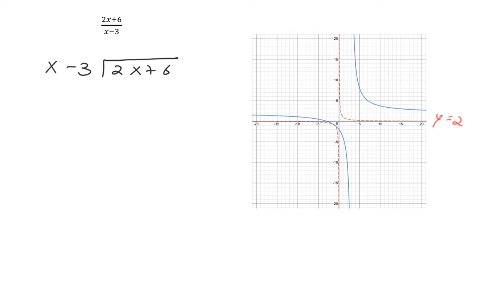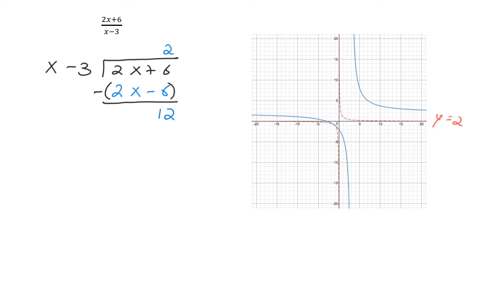I would first want to cancel this 2x by multiplying x minus 3 by something. That number would have to be 2. When I multiply 2 to x minus 3, I get 2x minus 6. And then I have to subtract what I just put here. That's 2x minus 2x, which is 0. Then I have 6 minus a negative 6. That becomes addition, and I end up with 12.